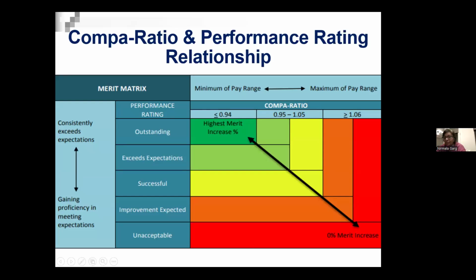Typically, what is this performance rating relationship with the comp ratio? You know what this is? Anybody who knows what this is and who wants to take a go at explaining it? People who have a higher performance rating, that is outstanding, and a compa ratio less than 0.94 will get higher increment.